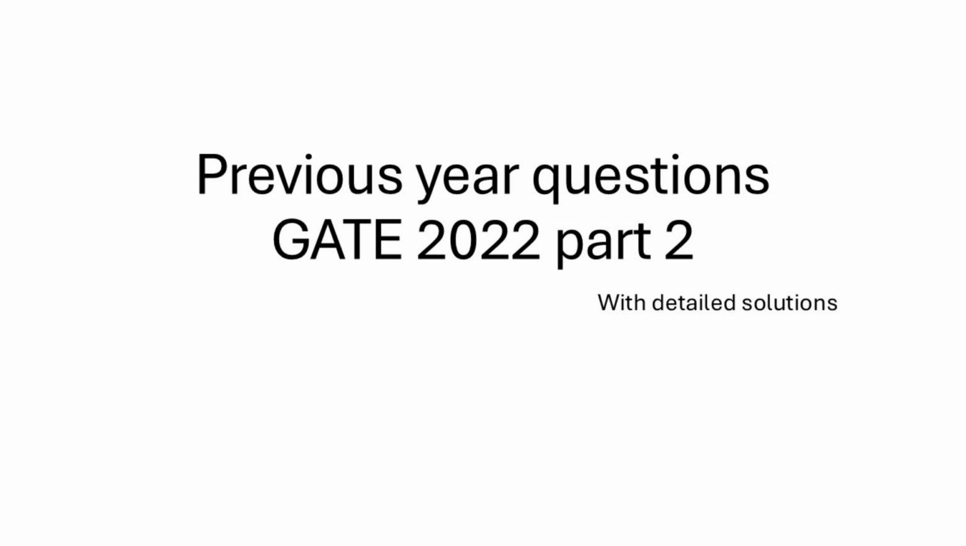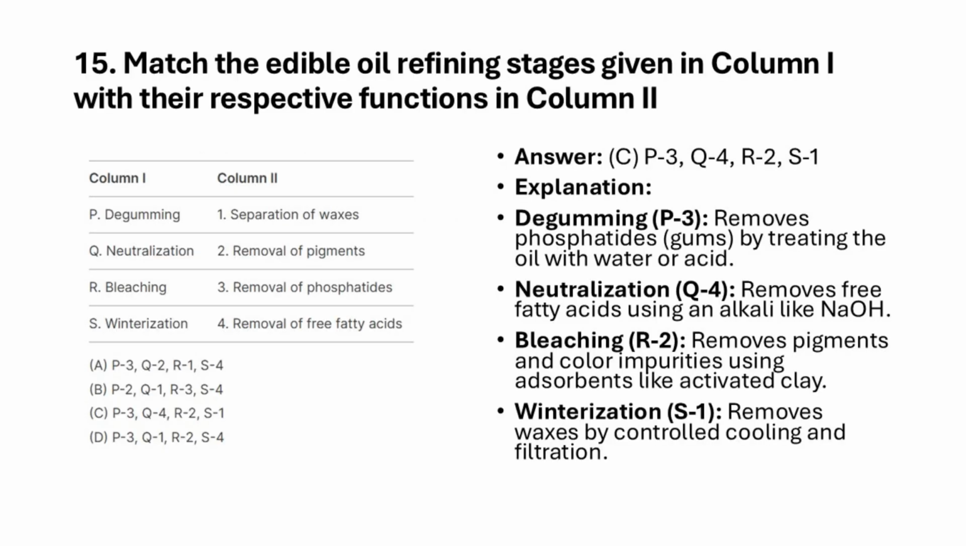Hello everyone. In this video we are going to discuss the solutions for the rest of the questions of GATE for the year 2022. This is a match the following question for the process of refining of oil. A similar question has already been discussed. Degumming removes phosphatides, neutralization removes free fatty acids, bleaching removes pigments, and winterization separates waxes. This matches the refining stages with their respective functions.